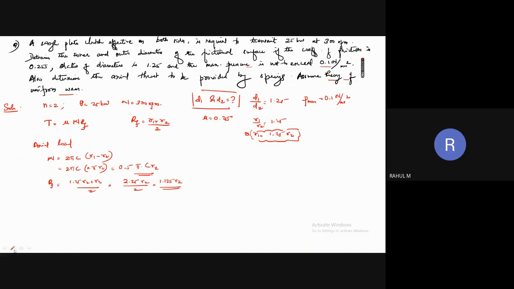Now we have another radius. If you substitute this, your torque T becomes T is equal to mu value, which is given as 0.255, into W, which is 0.5 pi into C into R2, into RF, which is 1.125 R2. Here mu is your coefficient of friction.